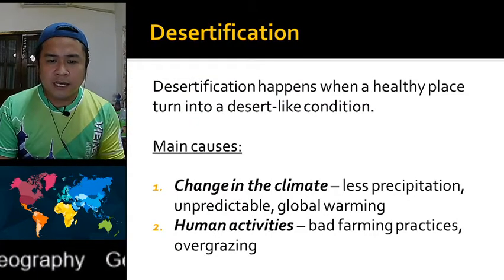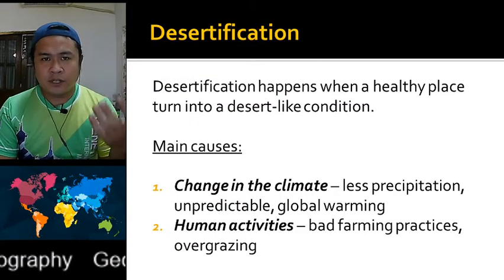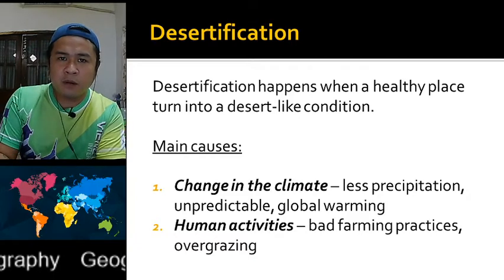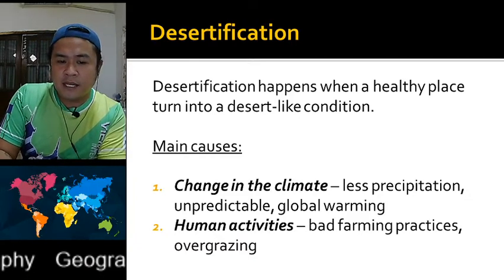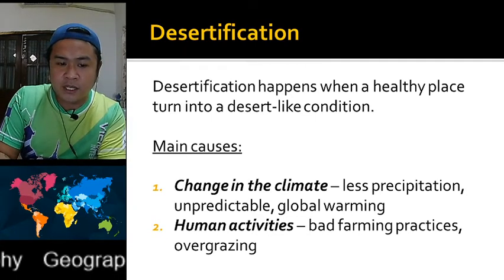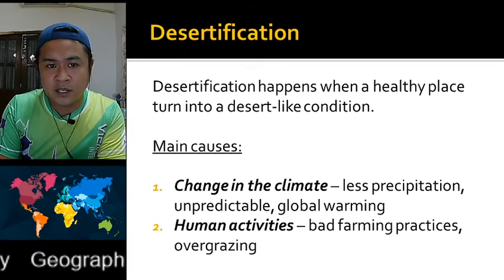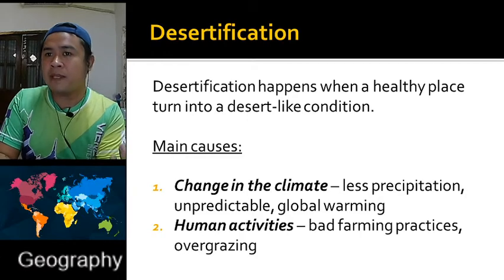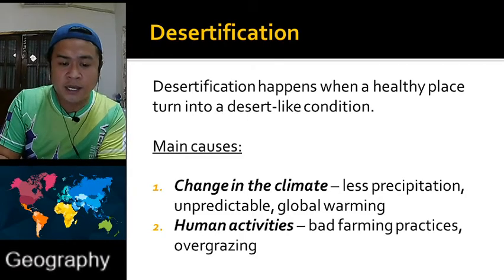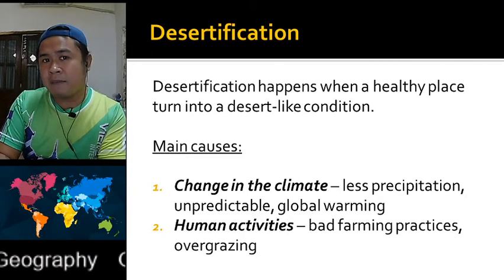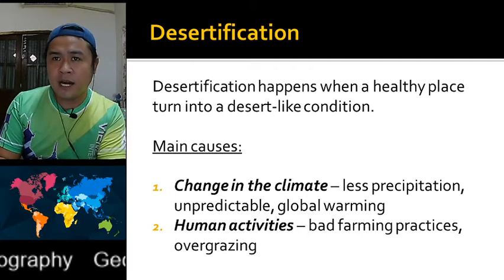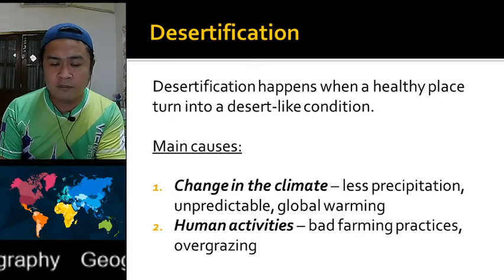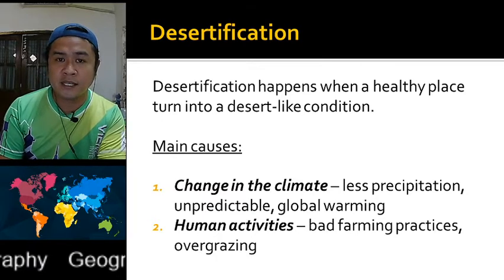So again, for you to be supplied more about what desertification is, here is a definition. It happens when a healthy place turns into a desert-like condition. And what will be the main causes or reasons why a place can become a desert? Number one, which is something that we could not really take control of, is the changes in the climate.